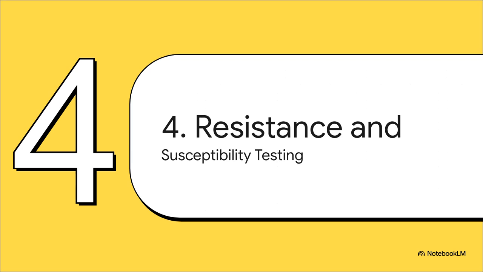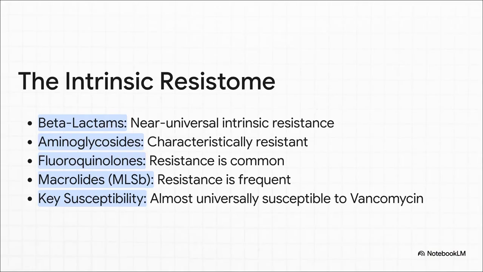Let's dive into one of its defining features, its formidable intrinsic antimicrobial resistance. This is what makes treatment such a massive challenge, and why susceptibility testing is absolutely non-negotiable for any significant isolate. So this organism basically comes preloaded with resistance genes. It's intrinsically resistant to almost all beta-lactams and aminoglycosides. On top of that, resistance to fluoroquinolones and macrolides is extremely common.